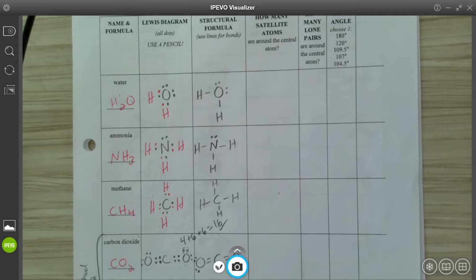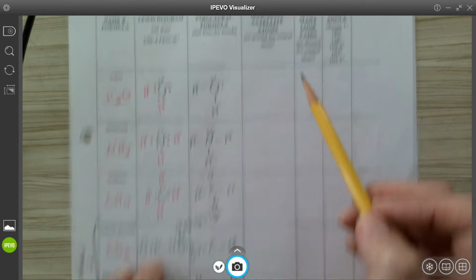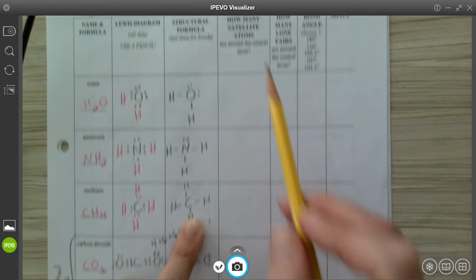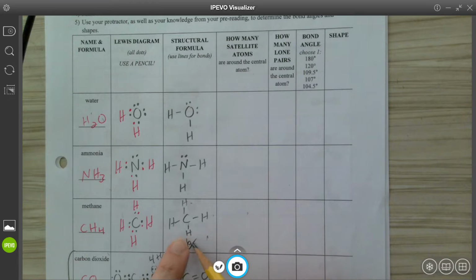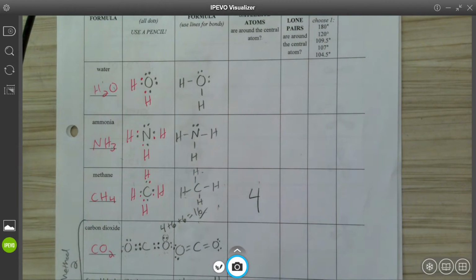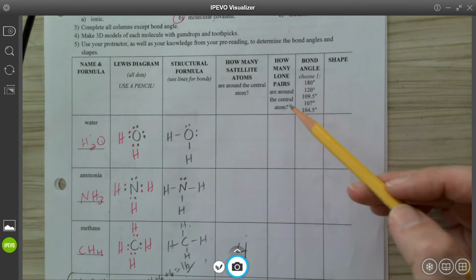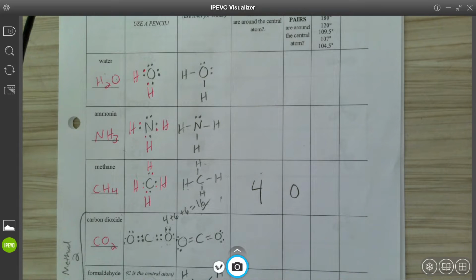Okay, so now we're going to talk about how these look in 3 dimensions. So we're going to start actually with methane, because that's the simplest molecule. How many satellite atoms are around the central atom? So that just means how many atoms are around the central atom? There are 4. And the second question says how many lone pairs are around the central atom? There are 0. There's no lone pairs on the central atom.